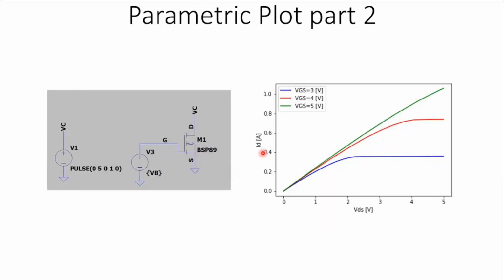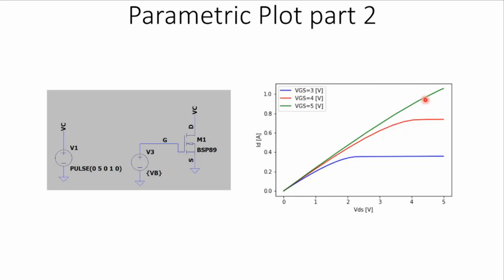So again, now we want to plot a very familiar plot that we usually study about the MOSFET, which is the drain source voltage against the drain current. Drain source voltage is the voltage difference between the drain at this point and the source at this point. And the drain current is the current going in this direction, because this is the N channel MOSFET. That's why we have the current going from the drain to the source.